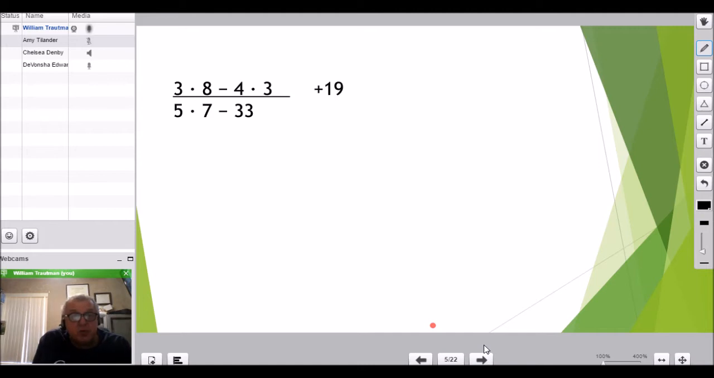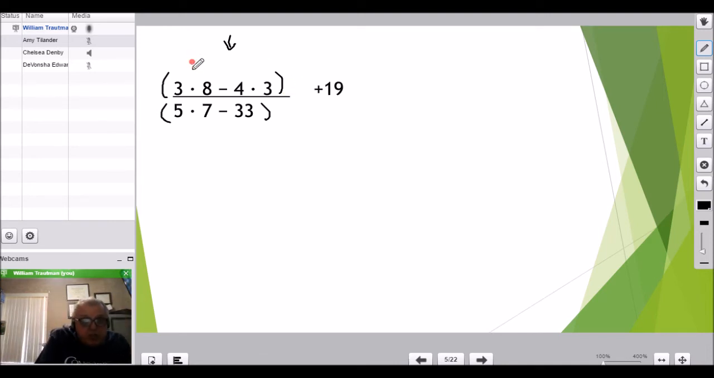Okay, here's the next problem. It's an order of operations problem also. We have a fraction plus 19. So we're going to do the fraction first. And when we did this, if you remember week 1, we put the parentheses around the top and put the parentheses around the bottom because you have to do the top separate from the bottom.